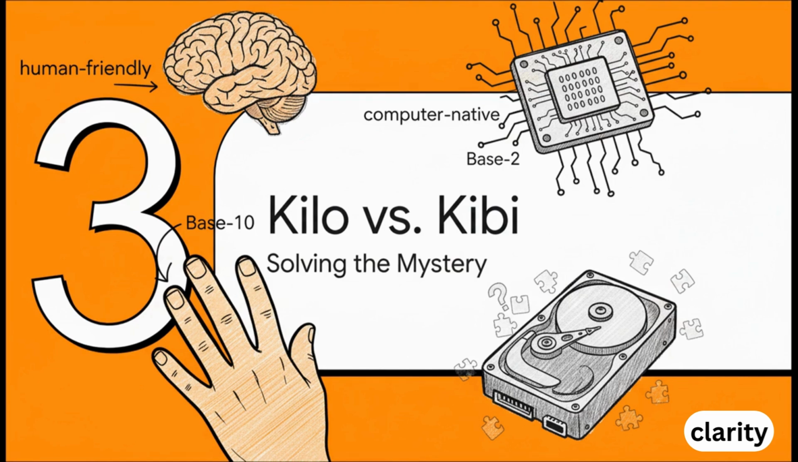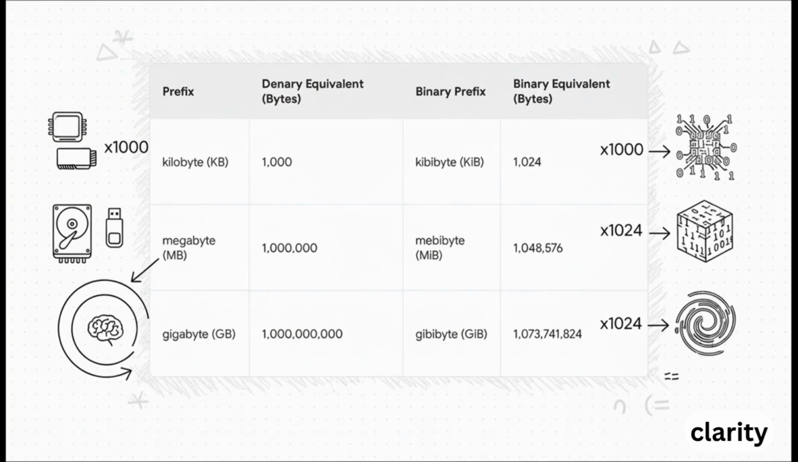We now have all the pieces of the puzzle. Let's finally solve the mystery of that hard drive. And this is the crucial detail. When manufacturers advertise a 1 terabyte drive, they're using the simple, human-friendly base 10 system. To them, giga means a nice, clean 1 billion. But your computer has to operate in the binary world, where all the prefixes are based on powers of 2. So a kibibyte isn't 1,000 bytes, it's 1,024.